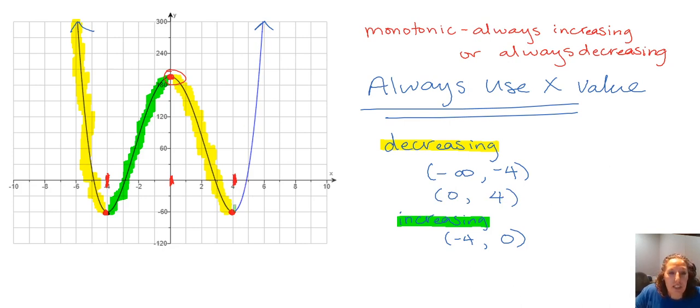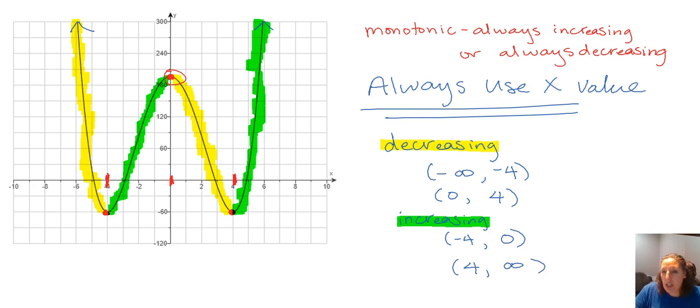And then our last piece, it's back to increasing. And we go to that arrow, meaning it's going to continue going that way forever to the right. So it's back to increasing from 4 all the way to +infinity.